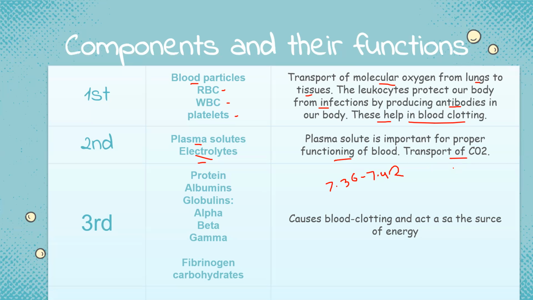Lipoproteins are a group of lipids; these are some particles of proteins. Now let's go for the third one, that is protein. And protein has albumins and globulins. So these are just some components of proteins. And globulins have alpha, beta, and gamma.